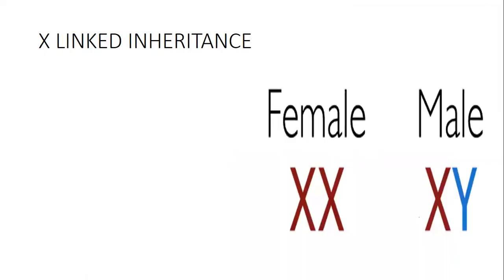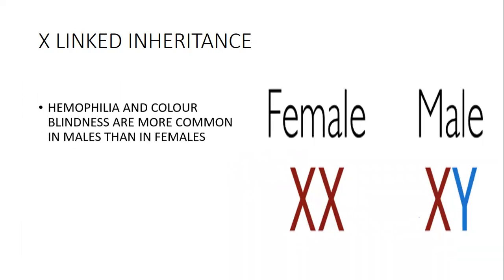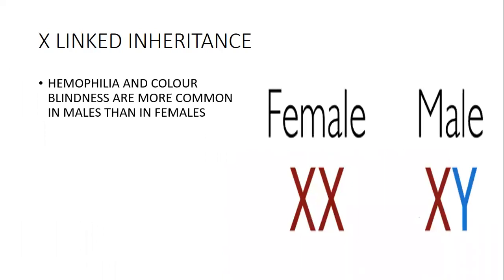So X-linked inheritance: the sex chromosomes in female are generally XX, male is XY. Hemophilia and color blindness are more common in males than in females. Now, these are X-linked inheritance, and they are recessive.